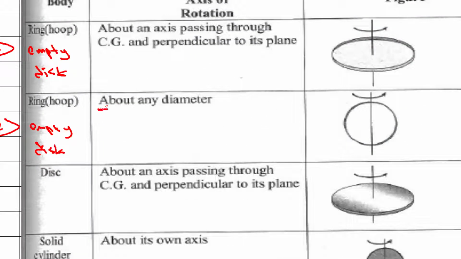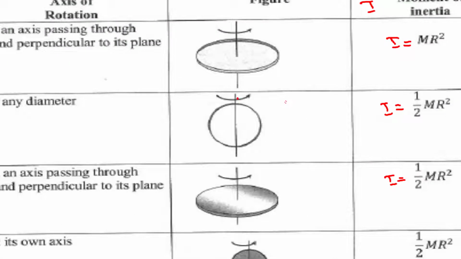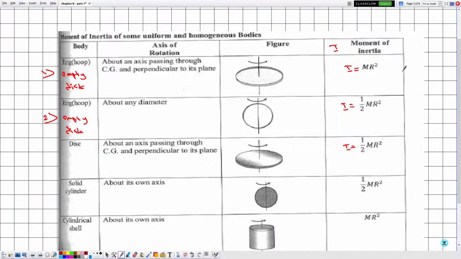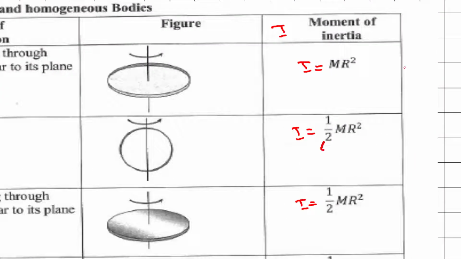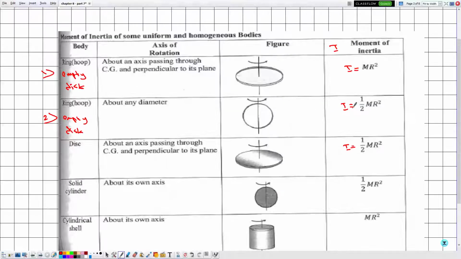So about any diameter. So this axis of rotation passes through 3 points, 2 points along the circumference and 1 point in the center. So it passes along a diameter. In this case the moment of inertia changes. Now it's given by half mr square, because this is related to how the mass is distributed around the center.